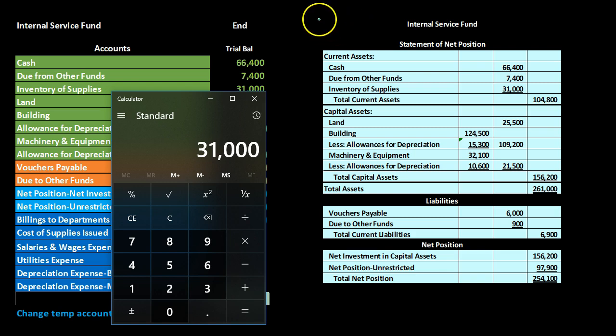Or in other words, if we took the 254,100 plus the 6,900, we get to, let's do that one more time. If we took the 254,100 plus the 6,900, we get to the 261,000 in total assets equaling liabilities and net position.